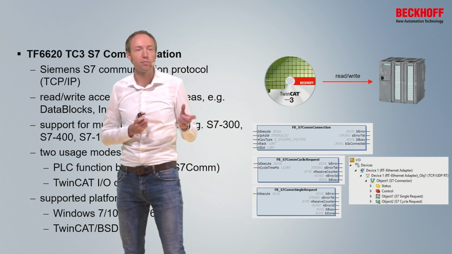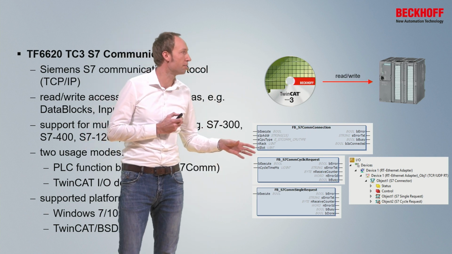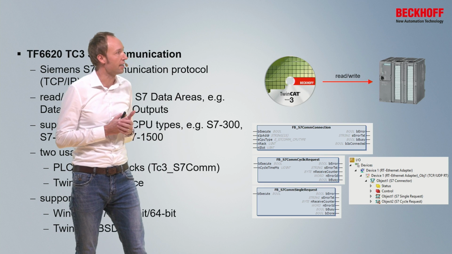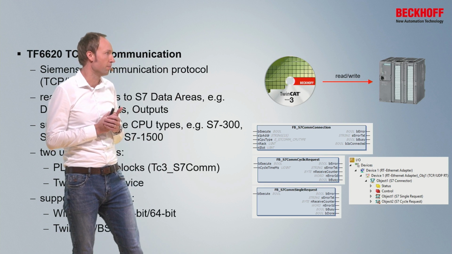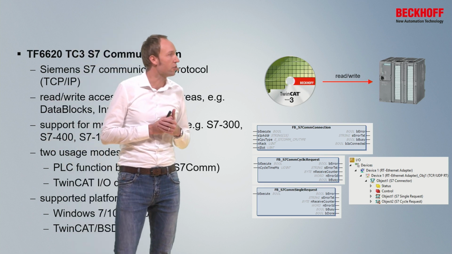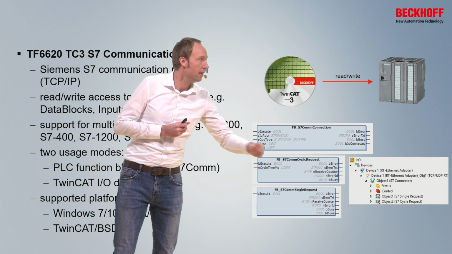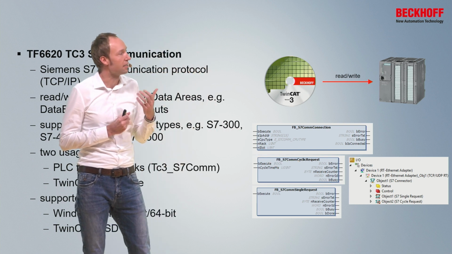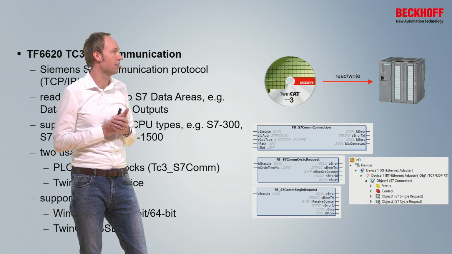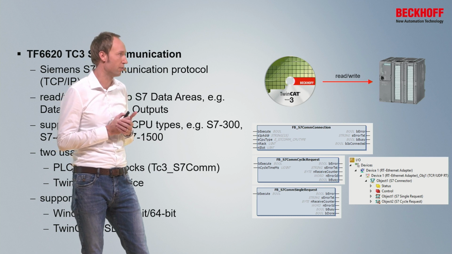The product comes in two flavors. The first flavor is PLC function blocks for the PLC programmer in order to establish a communication with an S7 CPU. And the second flavor is an easy-to-configure TwinCAT I/O device that allows you to add PLC variables from the S7 device to the process image of your TwinCAT project.